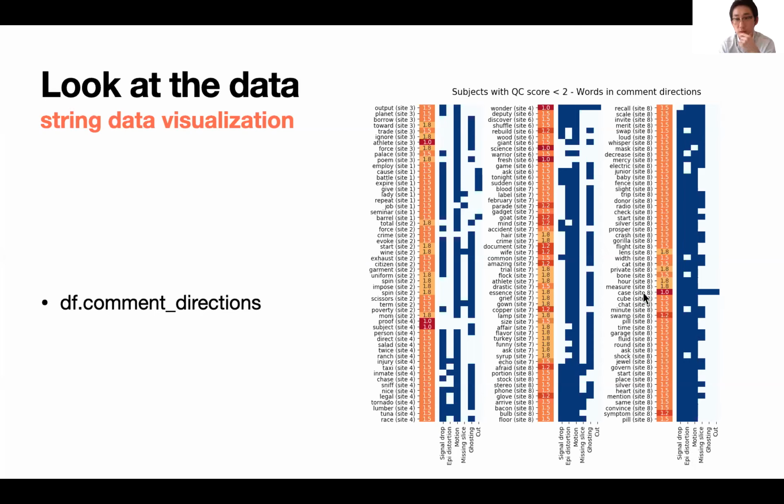And some of the subjects, like case subjects from site 8, also had ghosting and cut effect, but the pattern changes for site 7. Site 7, we had not much signal drops, but still we had EPI distortions and motions. Also had quite many ghostings for this site. We can visualize the issues quite easily, not quite easily, but we can do it in a very useful way.